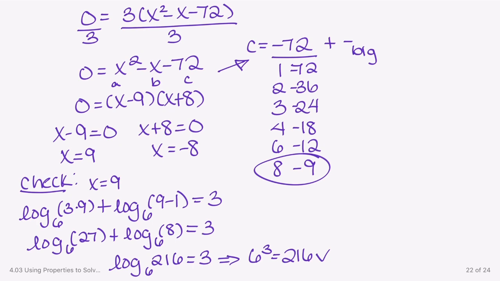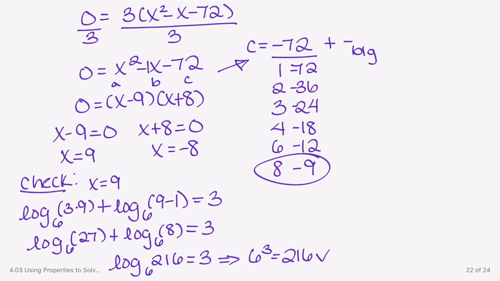I'm writing out the factors of negative 72 because that's c. And I'm going to make the bigger factor negative since b is equal to negative 1. The correct combination of factors is x plus 8 times x minus 9. So I have to check both my solutions, which are x equals 9 and x equals negative 8.